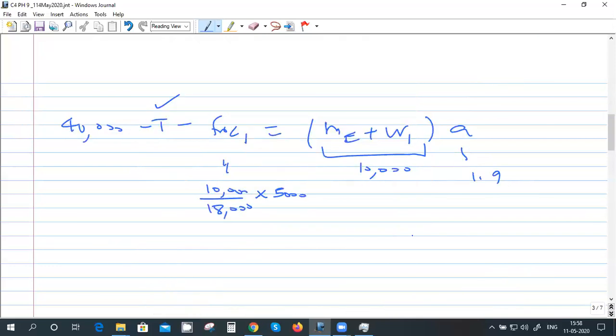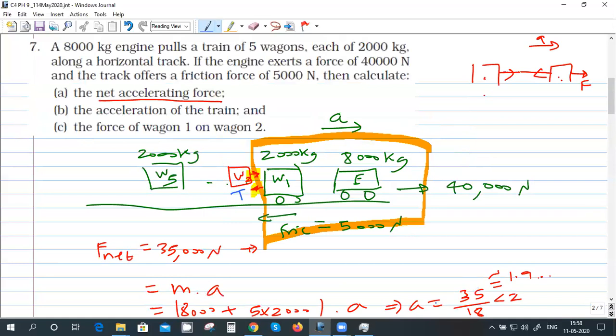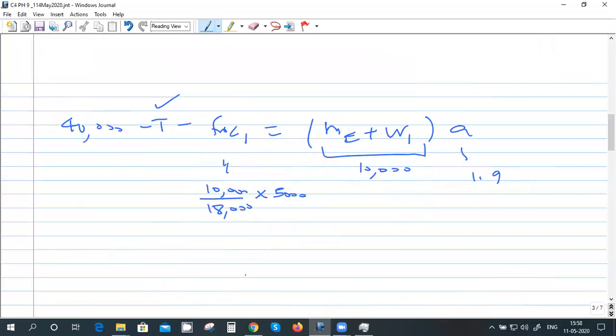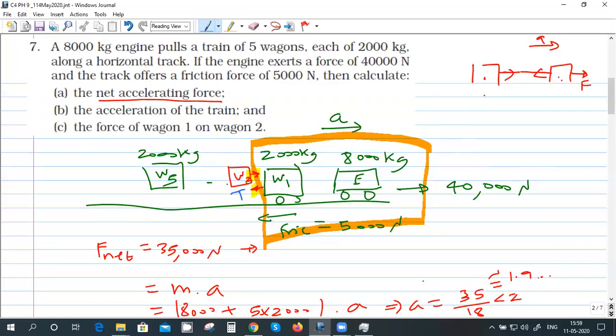Okay, see, friction force is mu times normal reaction, and normal reaction equals m into g. So it's proportional to the mass. Whatever the 5,000 is for the entire train, this part will experience a friction force of that proportion of mass. So it's 10,000 divided by the total mass into that total friction force. All right, that's it.